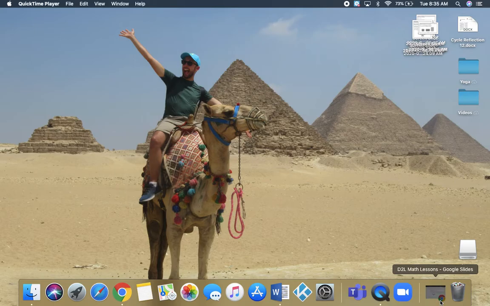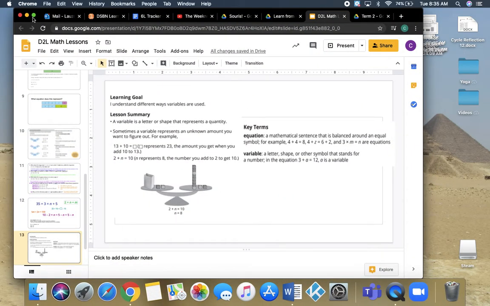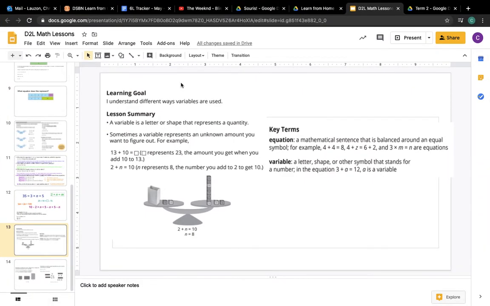Let's continue with our learning on algebra. And today is going to be a summary of what we've been talking about when it comes to variables and equations. So, our learning goal. I hope that with the activities you've been able to do, you'll feel confident to say that I understand different ways that variables are used.